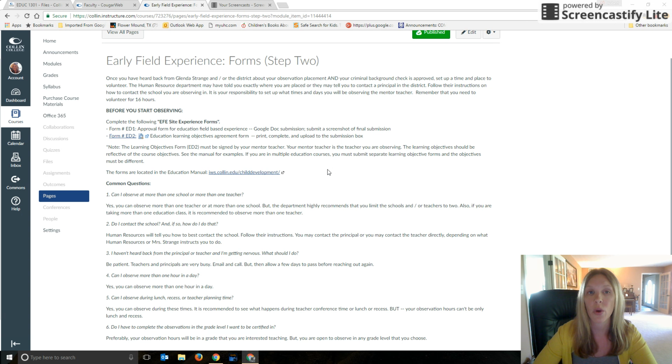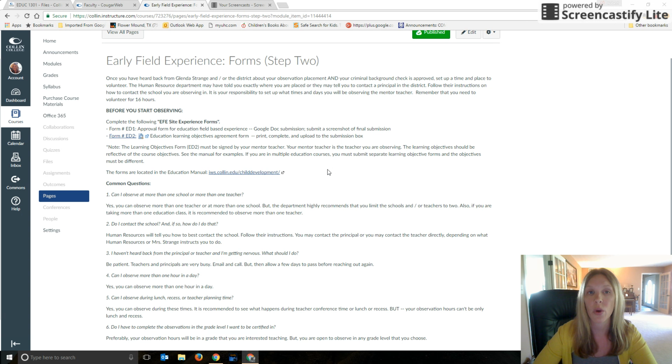And so the forms that are required at this step, one, is the ED1 or the approval form. And again, that's a Google Docs submission. What that tells us is where you were placed, what times you think you may be observing, and things of that nature. And again, as a Google Doc, when you get to that final thank you for submitting your form, please take a screenshot of that and submit that into the submission box to receive credit.